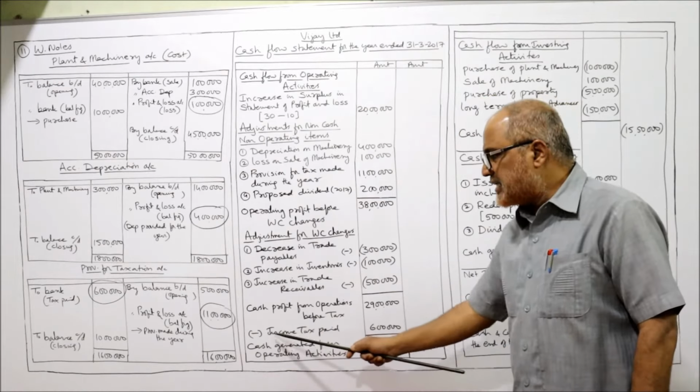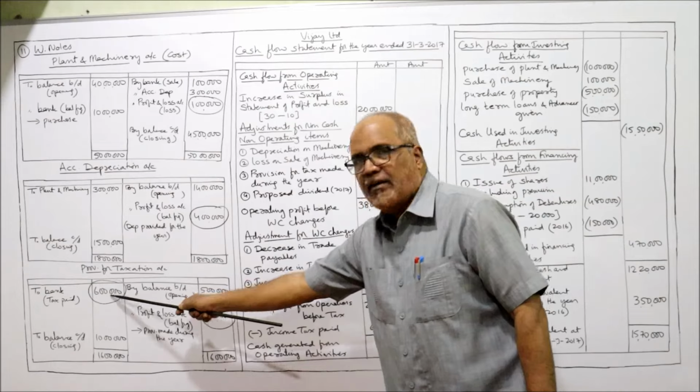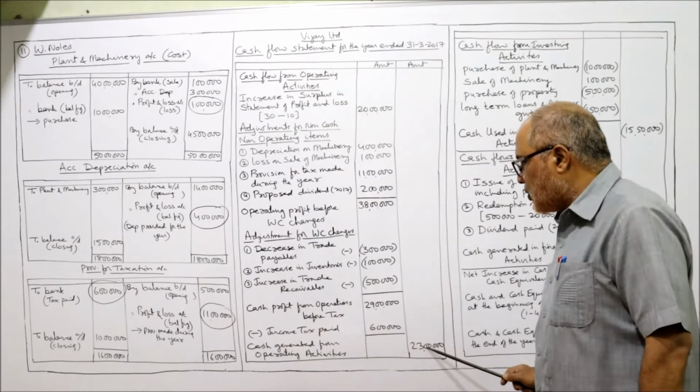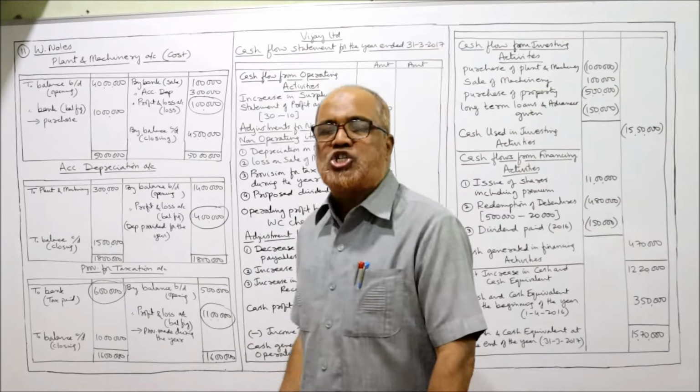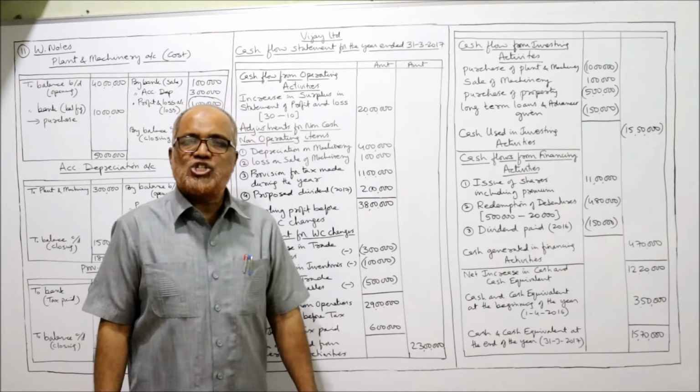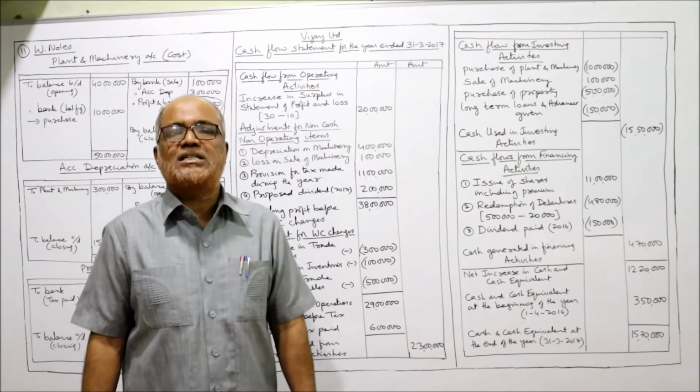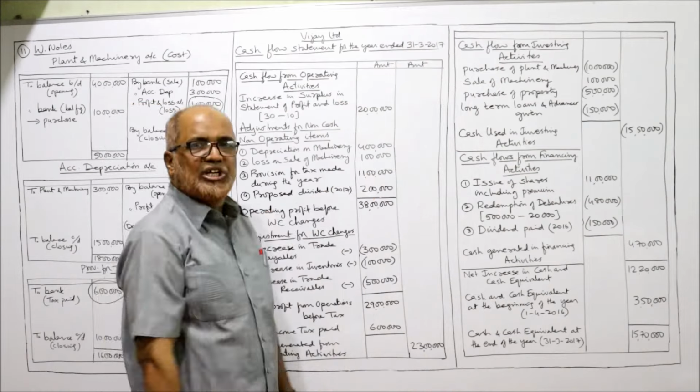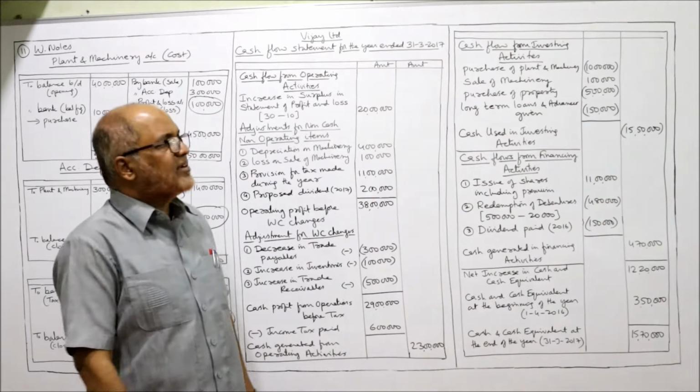Before tax. From this income tax paid, how much is the income tax paid? 6 lakh. Deduct 6 lakh, 23 lakh rupees is the cash generated from operating activities. Now I am coming to investing activities. Cash flow from investing activity.